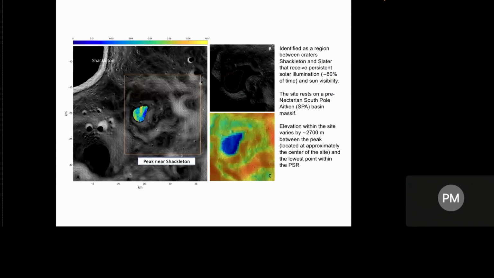Okay, so coming back to the site that we wanted to talk about. This is the peak near Shackleton. Panel B shows the NAC mosaic with the outlines of the PSR, and panel C shows the Diviner temperatures and then the PSR. If you look into the PSR, you can see the temperature is quite consistent throughout. Next slide, please.